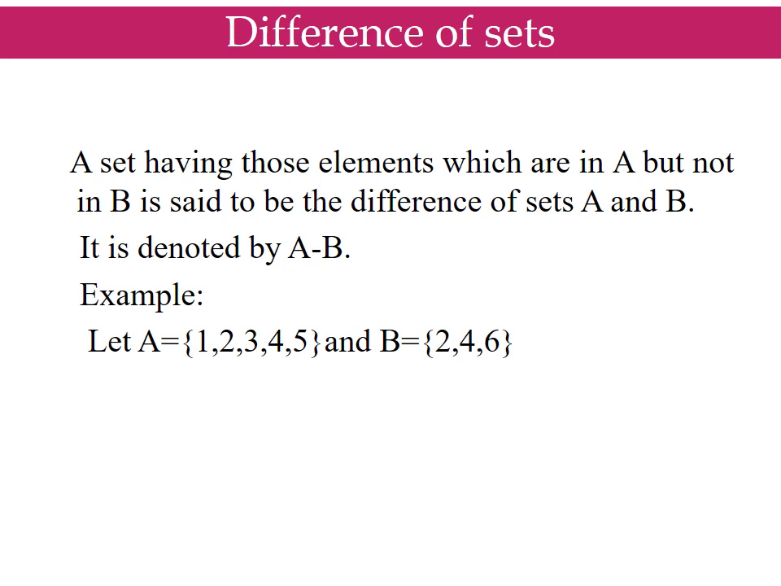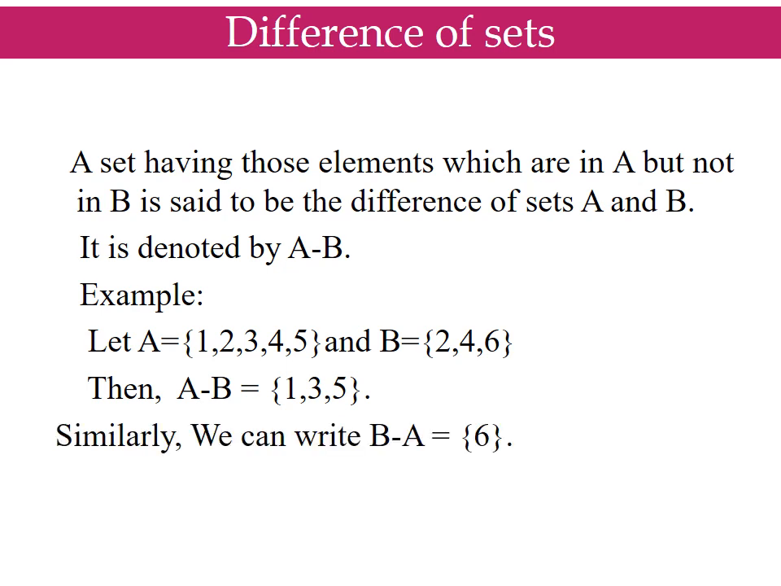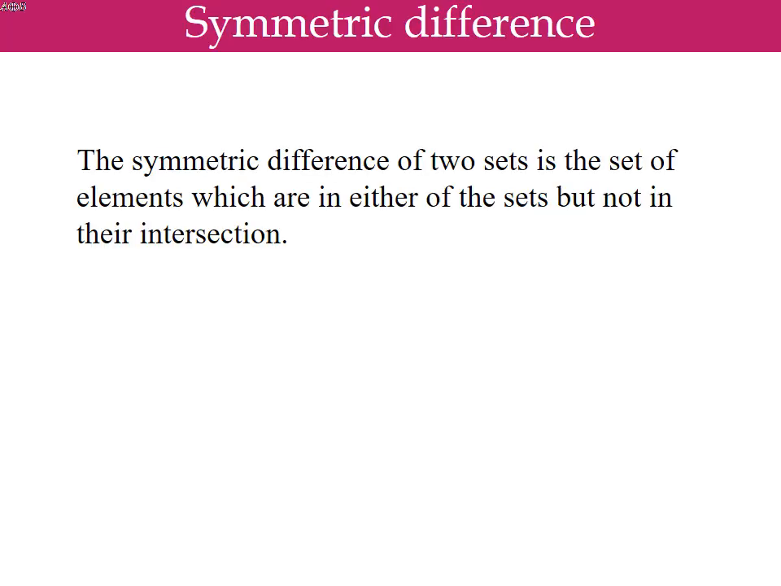What is the answer for A minus B? It is very simple. 2, 4, 6 we simply eliminate from A. Then A minus B is equal to {1, 3, 5}. Similarly, we can find out B minus A also. So B minus A is {6}.